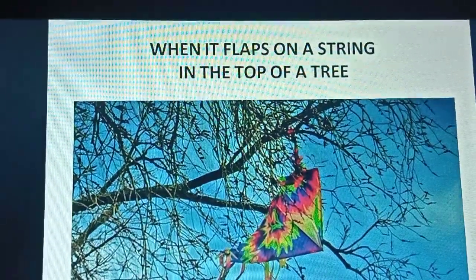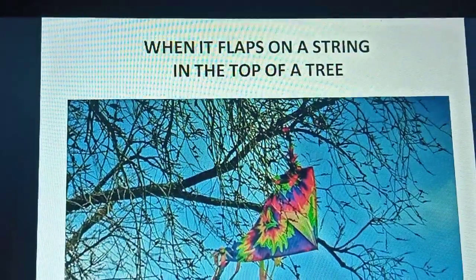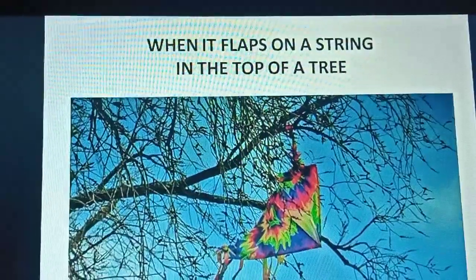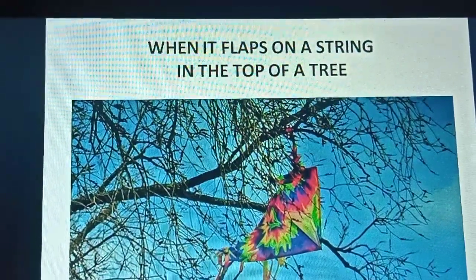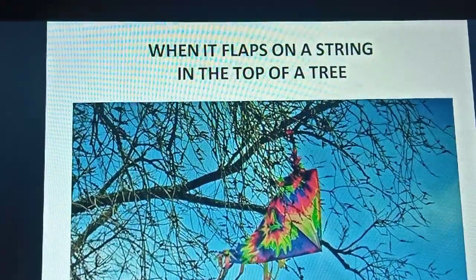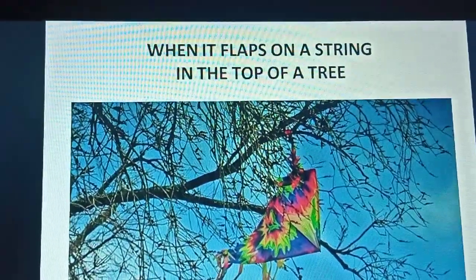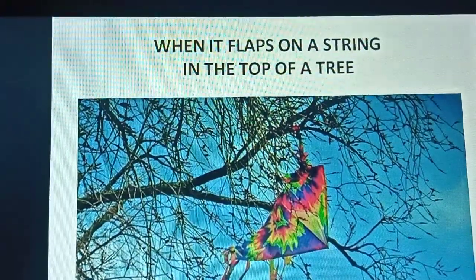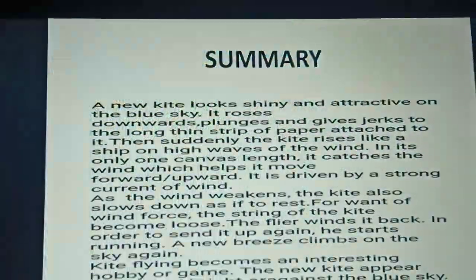Okay, but whatever it is, we should enjoy when we are playing with the kite. We should not worry about what will happen if it gets stuck to a tree, but enjoy the moment which you are with the kite. Okay, so this poem was written by Harry Behn.